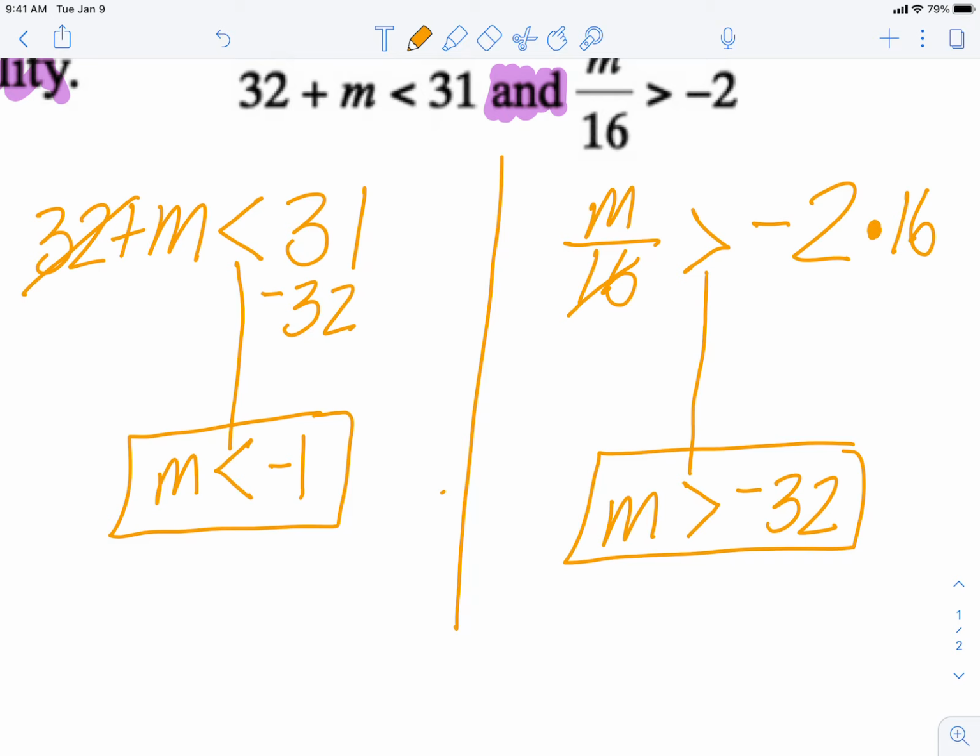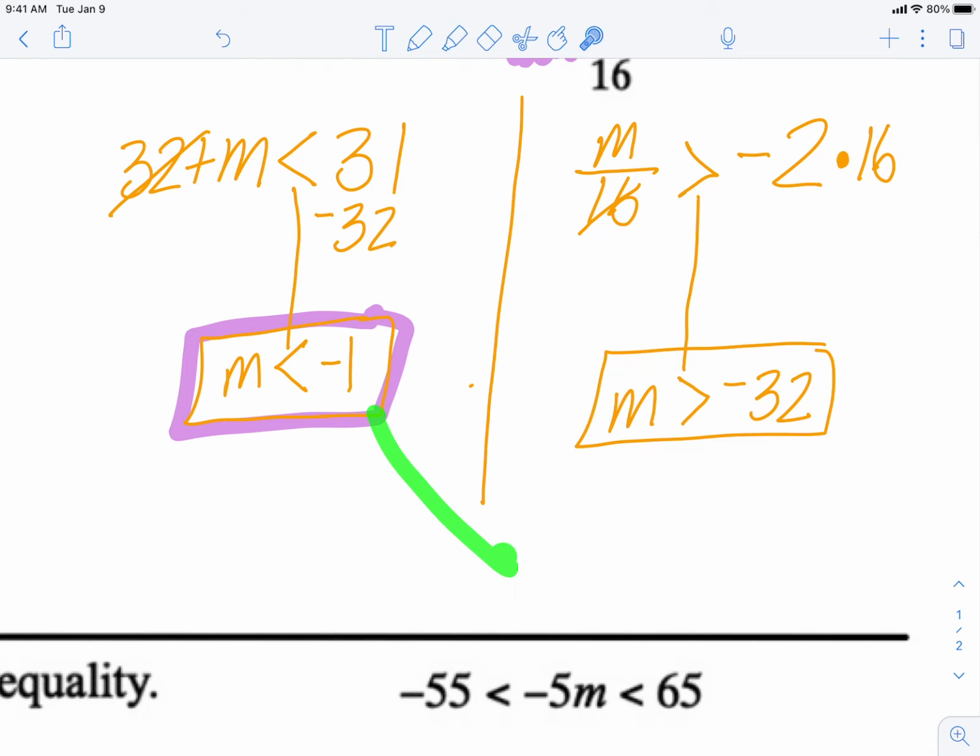Now, I look for which one of these two solutions is bigger. Is negative 1 bigger, or is negative 32 bigger? Now, these are tough, right? It can be tough because they're both negative, but if both numbers are negative, which one is closer to 0? Negative 1 is closer to 0, right? So negative 1 is bigger. That means I'm going to bring this one down and write it over here exactly the way I see it: m is less than negative 1.